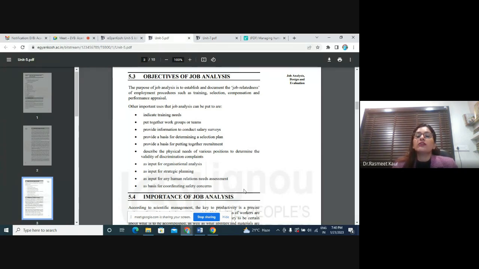There are certain objectives, as I said, to have a proper understanding about what will be the selection plan, to know what is going to be the salary which you will fix for that particular job.